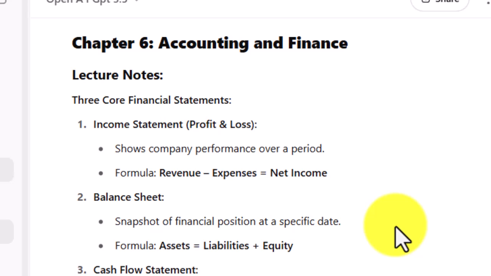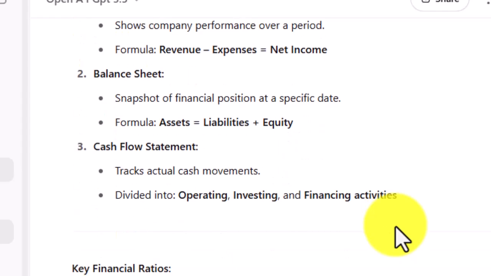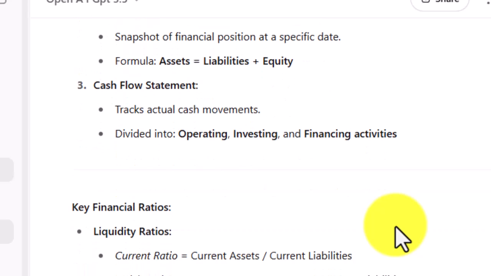Accounting and finance. Three core financial statements. Income statement, profit and loss: shows company performance over a period. Formula: revenue minus expenses equals net income. Balance sheet: a snapshot of financial position at a specific date. Formula: assets equal liabilities plus equity. Cash flow statement: tracks actual cash movements, divided into operating, investing, and financing activities.